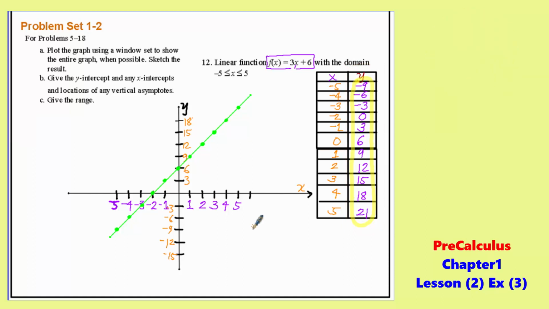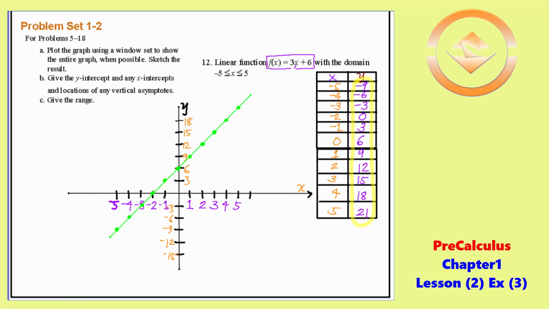Okay, so our domain is already given. So this is letter A. So we get the answer now to letter A. We have sketched the result, and we know that our result is a line. We could observe that it is a line, okay, by connecting all of the points.